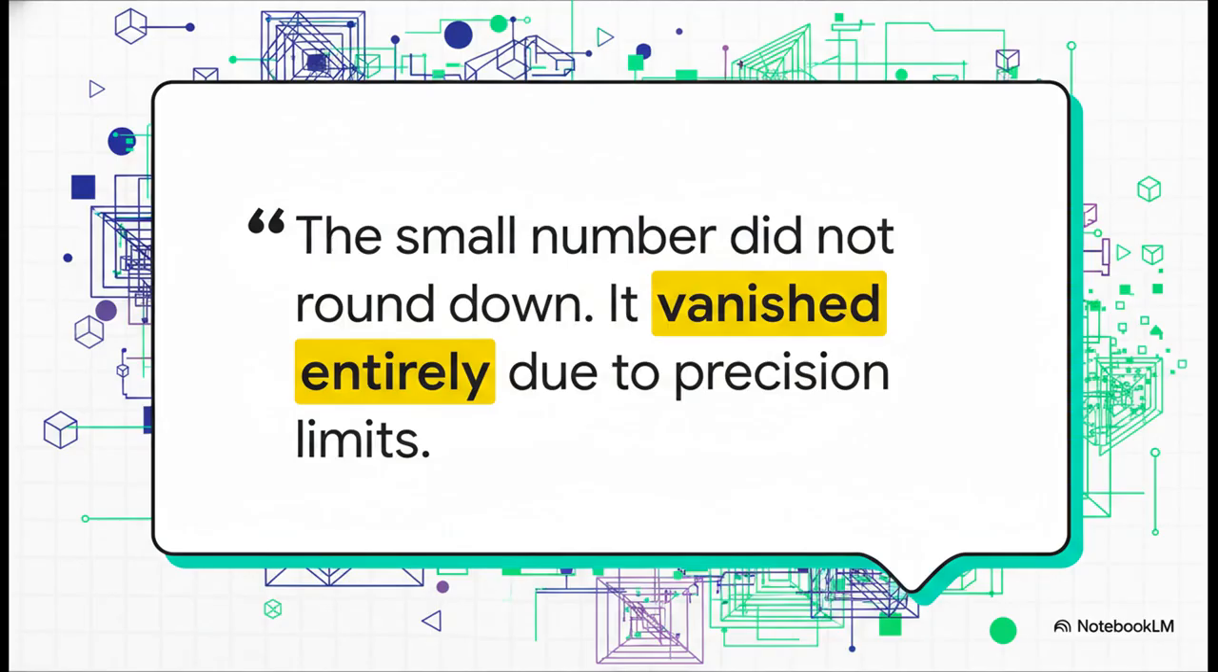The quote says it all. The small number did not round down. It vanished entirely due to precision limits. So the crucial point is that the computer isn't making a math error. It's perfectly following mechanical rules that just happen to lead to information loss.